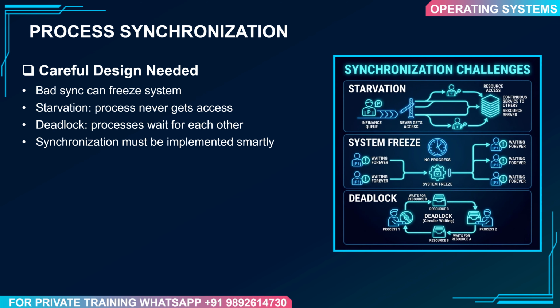Of course, synchronization itself must be designed carefully. If processes wait forever, the system can freeze. If one process never gets access, starvation may occur. If two processes keep holding resources while waiting for each other, deadlock can happen. These are advanced issues we will study later in this module and the deadlocks module. For now, the key understanding is that synchronization solves one set of problems but must be implemented intelligently.